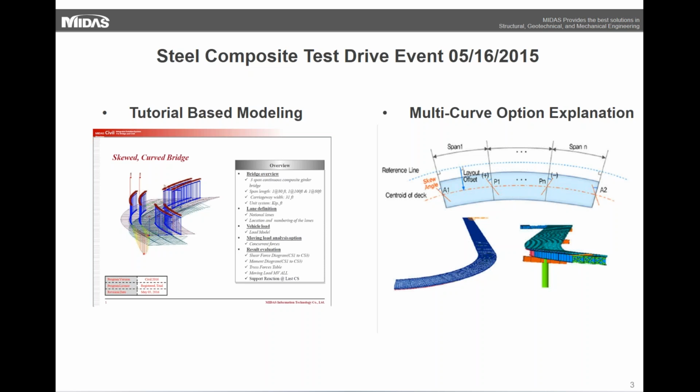Plus, I got many questions about the multi-curve options in our widget, so how you can utilize the multi-curve options in the steel composite girder bridge widget. So next week I'm going to go over a skew and curved bridge modeling part and result values, and then I'm going to go over the multi-curve option, how you can utilize it, what those terms mean, and those kinds of things.